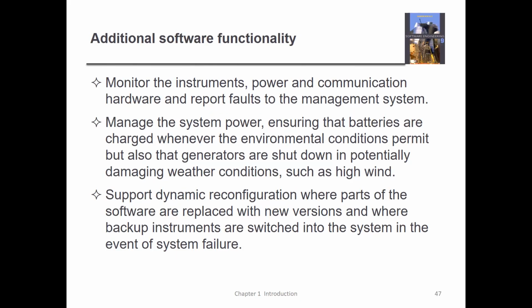And then we have the additional software functionalities. We have listed three main ones. One is to monitor the instruments, power, and communication hardware, and report faults to the management system. Then manage the system power, ensuring that batteries are charged whenever the environmental conditions permit, but also that generators are shut down in potentially damaging weather conditions, such as high winds. Then support dynamic reconfiguration, where parts of the software are replaced with new versions, and where backup instruments are switched into the system in the event of system failures.